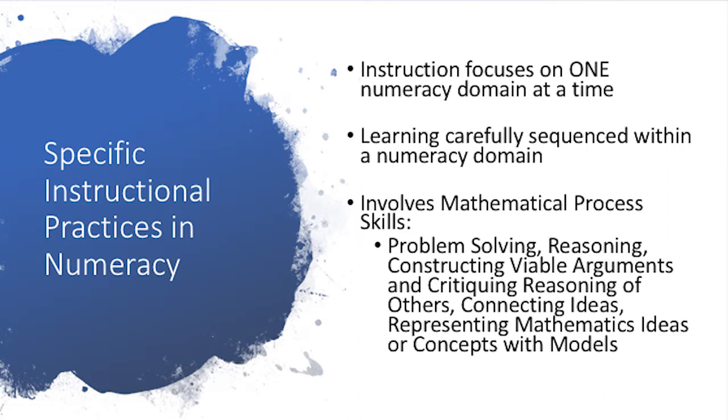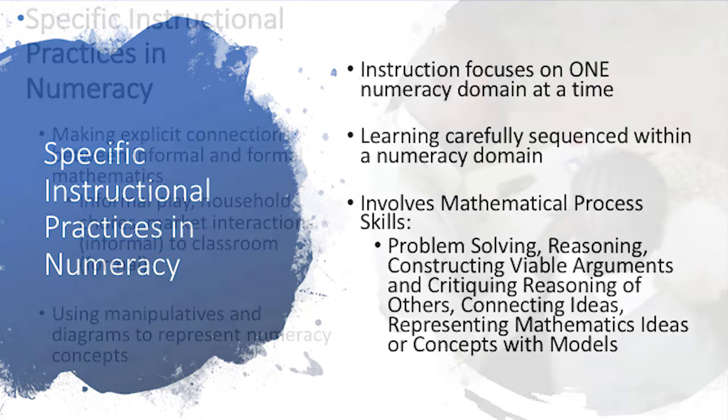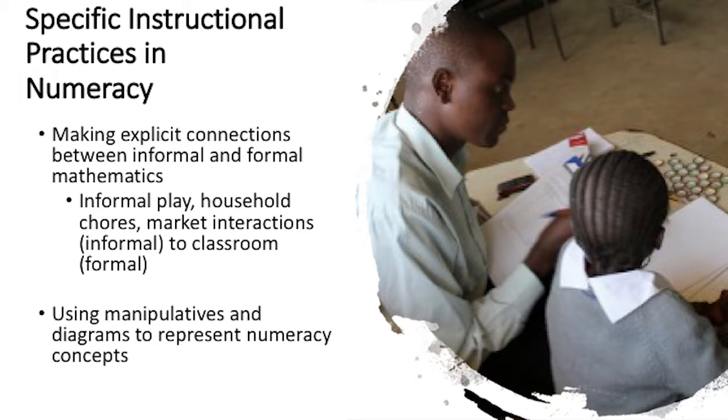And they involve mathematical processing skills that I've included here. And they also make explicit connections between informal and formal mathematics. A lot of mathematics is an innate understanding. A two-year-old baby, for example, can manipulate numbers up to three. So building on that innate understanding is very important. And also informal play and household chores, and connecting that informal knowledge to the classroom. And also using manipulatives and diagrams to represent numeracy concepts.